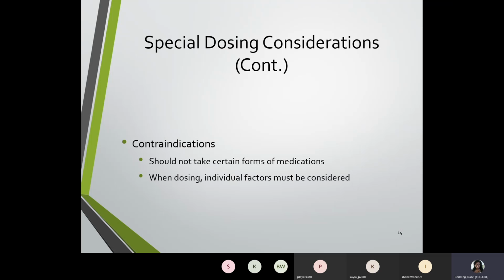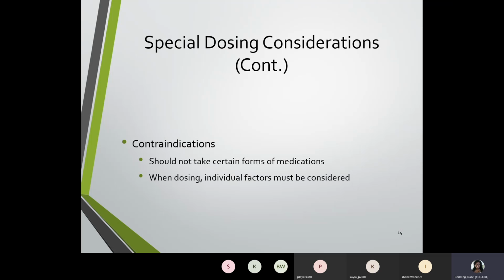Now, contraindications are forms of medications that should not be taken. So a contraindication would be something that's working against something else. You should not take it. So if a person is already taking, say, a pain medication, using this as an example, it might be advised that they not take another medicine that's going to alter the medicine that they're already taking.